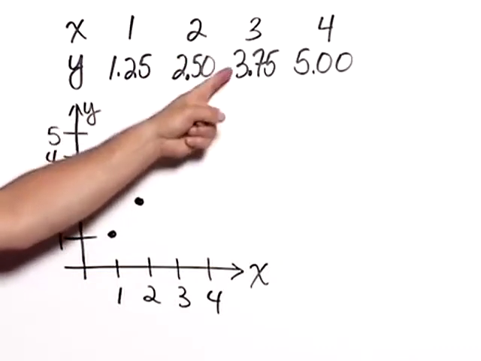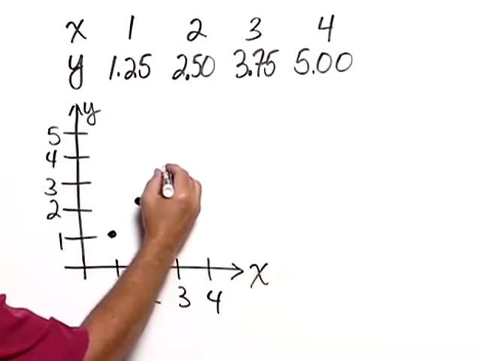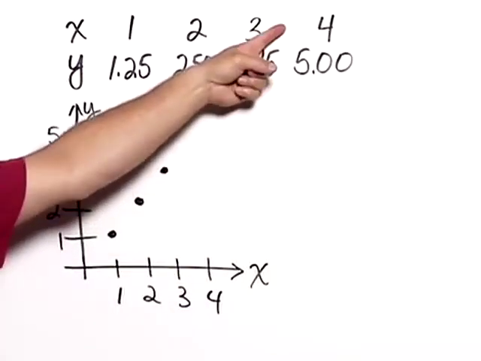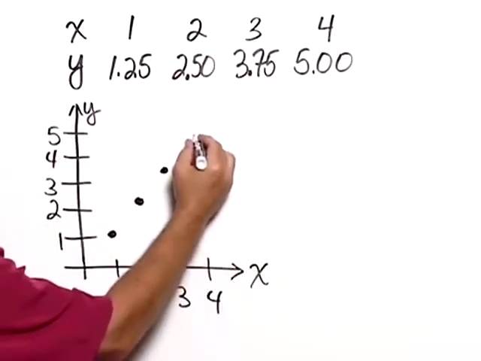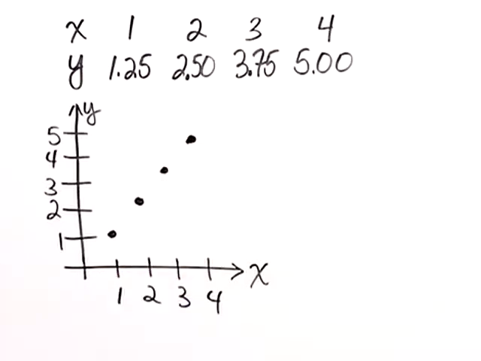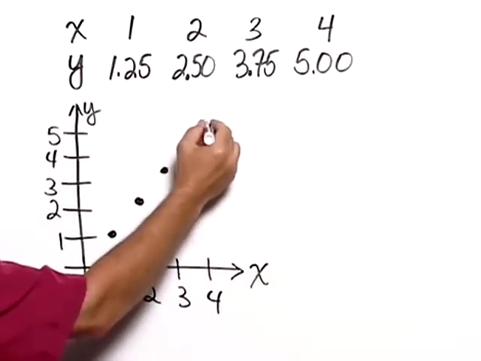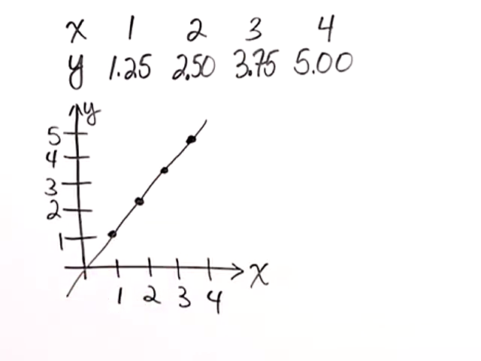Then 3, 3.75. So 3, 3.75 would be approximately there. And for our fourth and final point, 4, 5. So 4, 5. Now, we can approximate a line going through those points, and it should look something like that. And what we're asked to do is to find the equation that models this data.